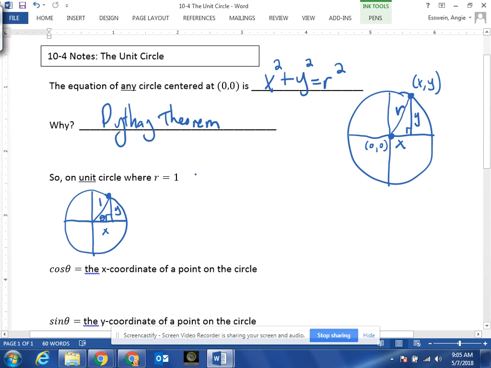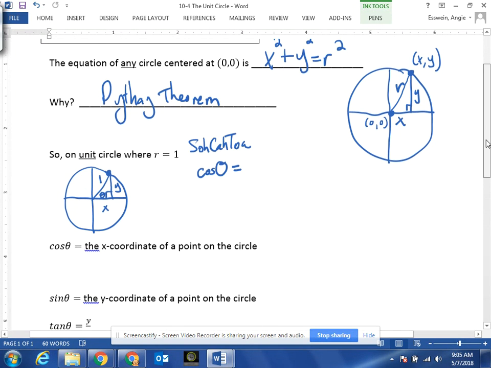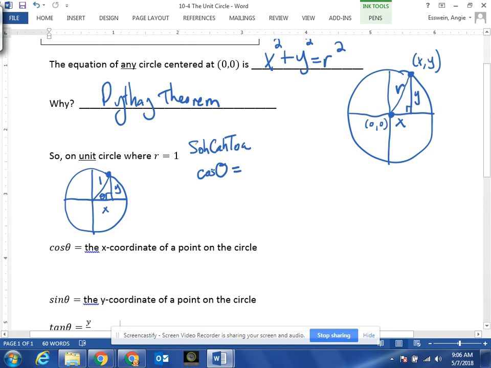Then, basically because of SOHCAHTOA, the cosine of this angle theta is equal to what over what? Since cosine is adjacent over hypotenuse, what would it be in this picture? Relative to this angle theta, what would the cosine be? Yeah, x over 1. And we don't really care about the 1, so see why the x coordinate is the cosine of the angle. In the unit circle, the x coordinate will always be the cosine of the angle. And that's why we use this unit circle. It's very convenient. It's very handy.